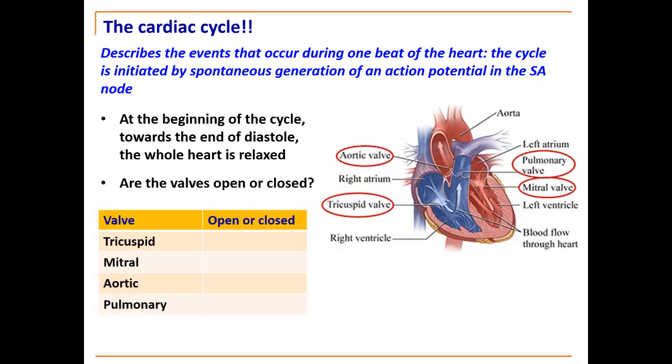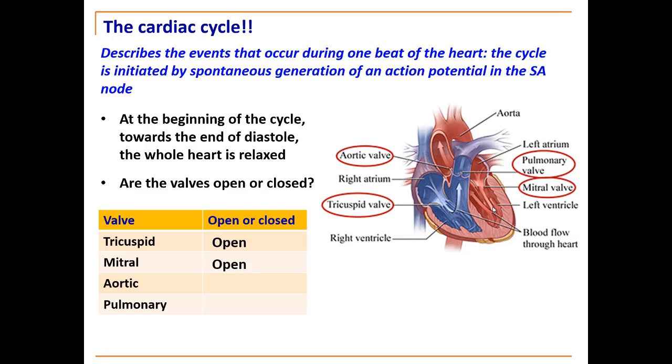So are the valves open or closed at this point? I want you to think about the tricuspid and the mitral valves first of all. We've got our tricuspid between our right atria and our right ventricle, and our mitral valve between the left atria and the left ventricle. If that's to be open, you would expect the pressure in the left atria to be greater than that of the left ventricle, because they open in this direction. They're one-way flow, obviously. So do you think the tricuspid and the mitral are open or closed?